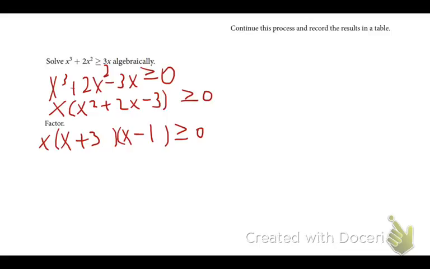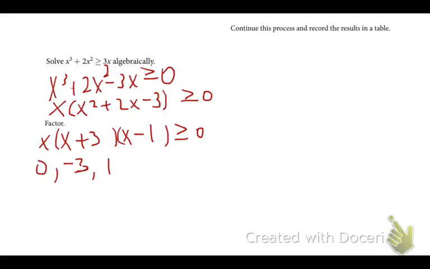What was the degree of this problem? 3. This had degree 3, so that means we're going to have 3 zeros. Do we have 3 zeros up there? Yeah. What are they? The x gives us a 0. The +3 gives us our -3, and the -1 gives us our 1.